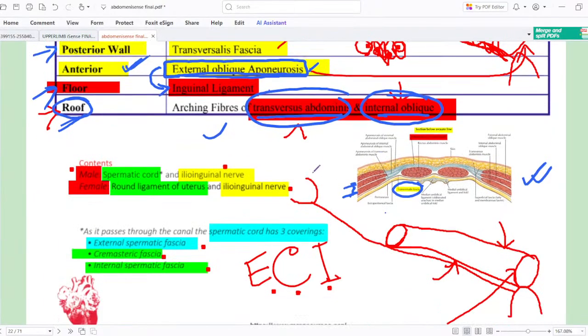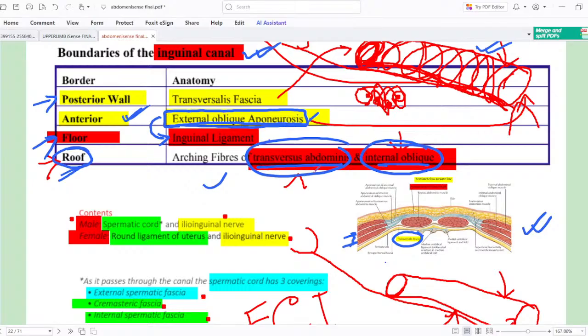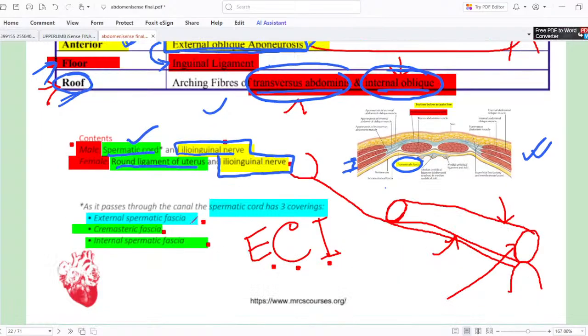Now, content of the inguinal canal, very important. In case of male, the inguinal canal contains the spermatic cord and ilioinguinal nerve. Ilioinguinal nerve is common for both male and female. In female, the replacement of the spermatic cord is the round ligament of the uterus. So in female, round ligament of uterus and ilioinguinal nerve.